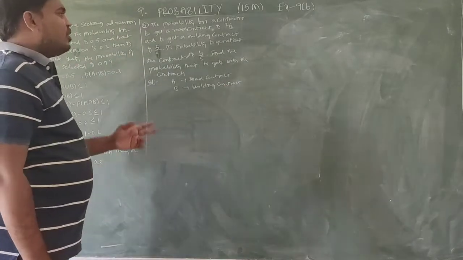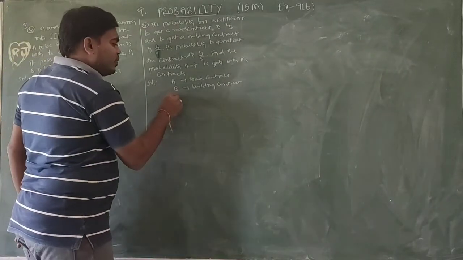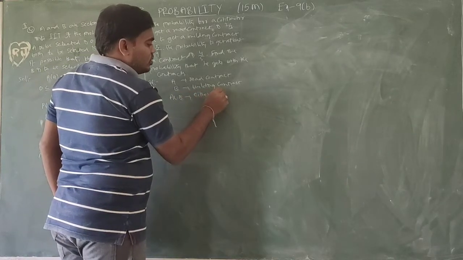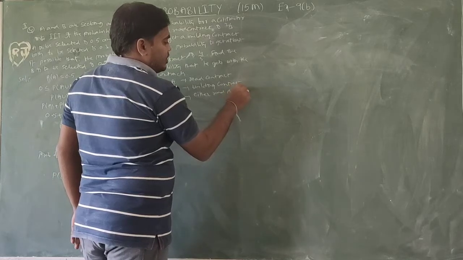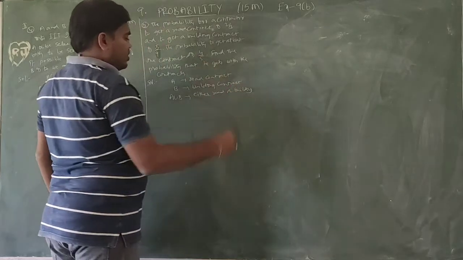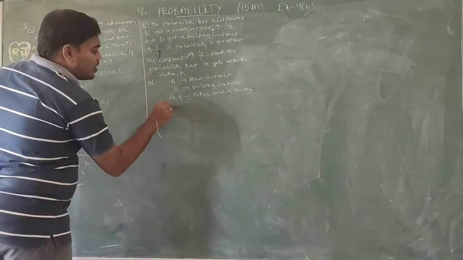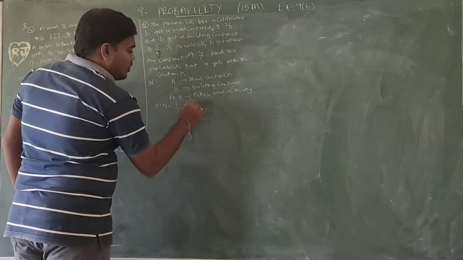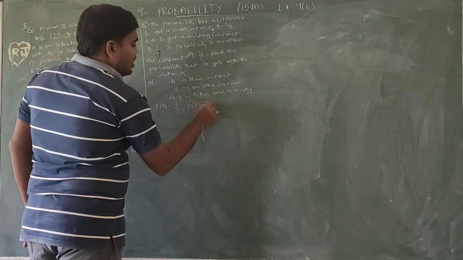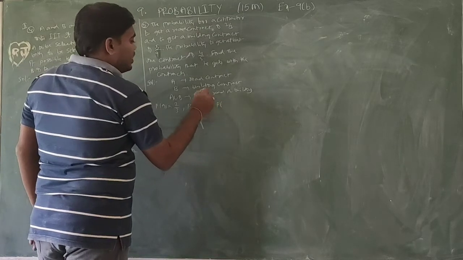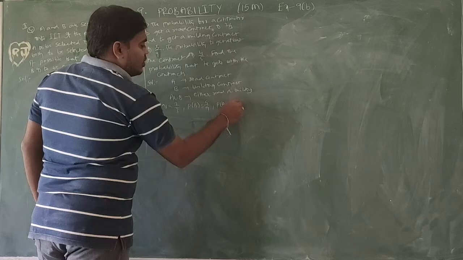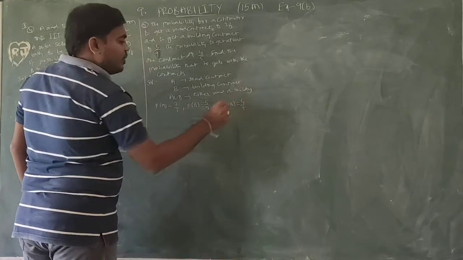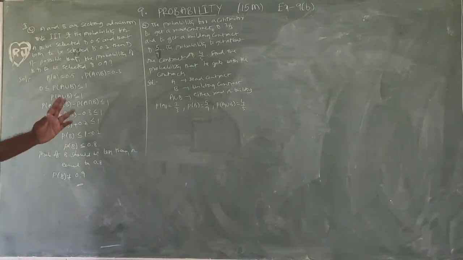So at least one is nothing but A union B, either road or building contracts. Okay. P of A is given as 2 by 3. P of B equal to 5 by 9. P of A union B is also given: 4 by 5. We need to find P of A intersection B. Both is nothing but intersection.